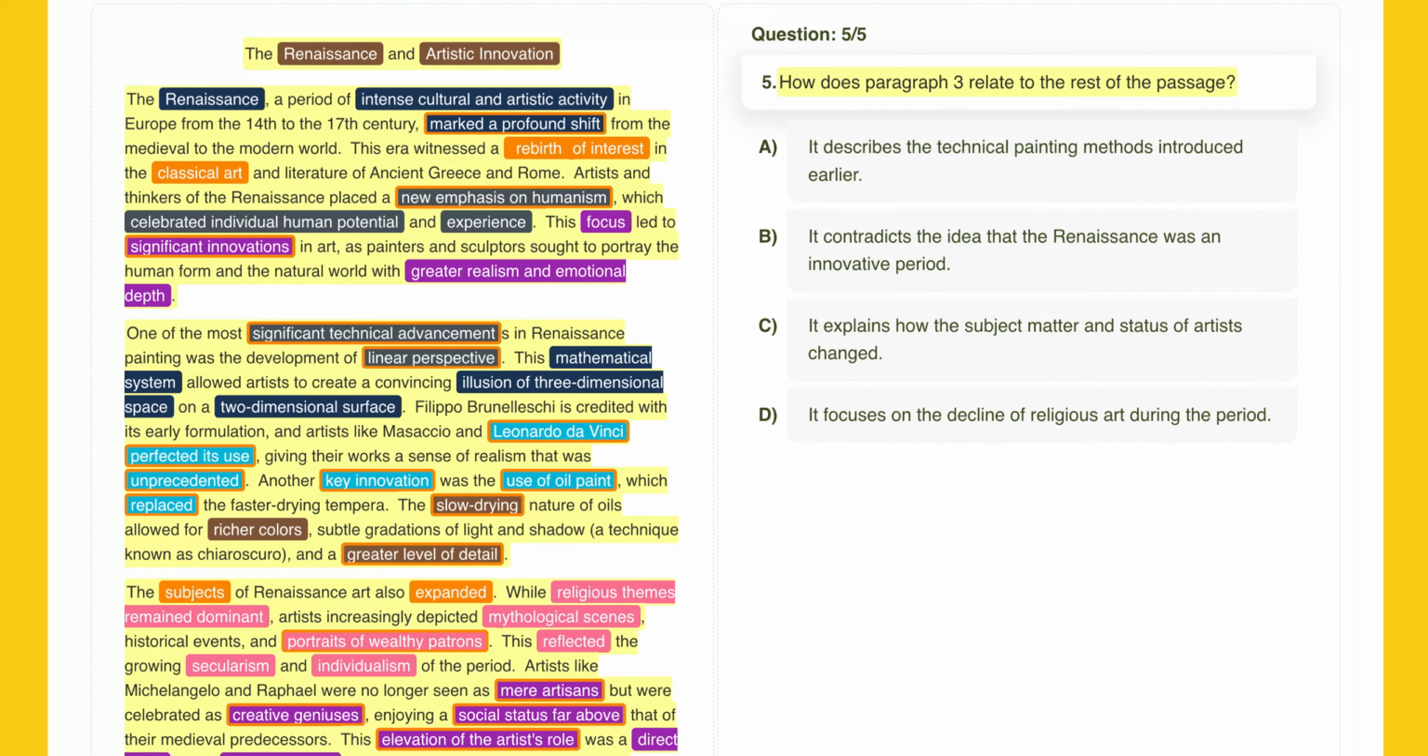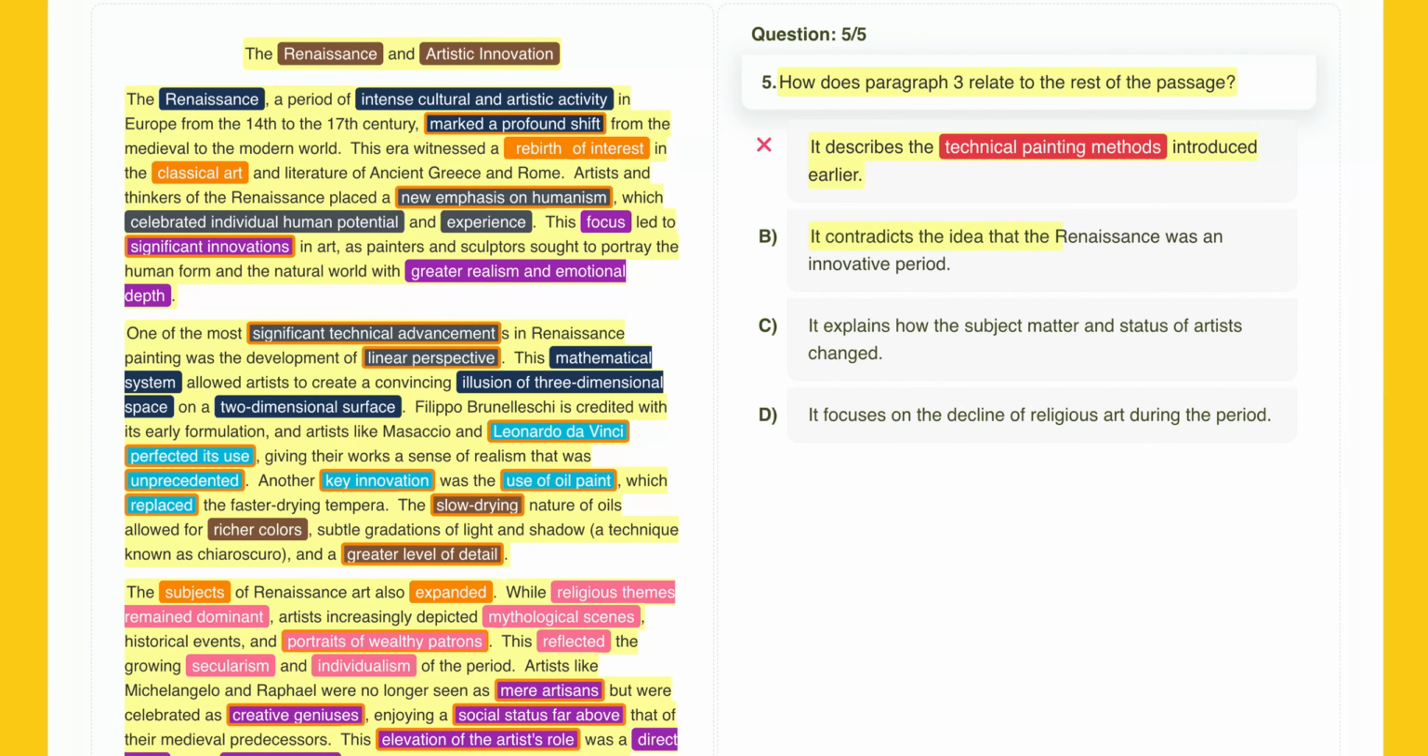Now, what did paragraph 3 do? It discussed subjects and the elevation of the artist's role. It's moving from how art was made to what was in the art and who made it. Let's examine option A. It describes the technical painting methods introduced earlier. Option A is incorrect because describing technical painting methods was the job of paragraph 2. Paragraph 3 focuses on content and social status instead. Incorrect. Next, we'll examine option B.